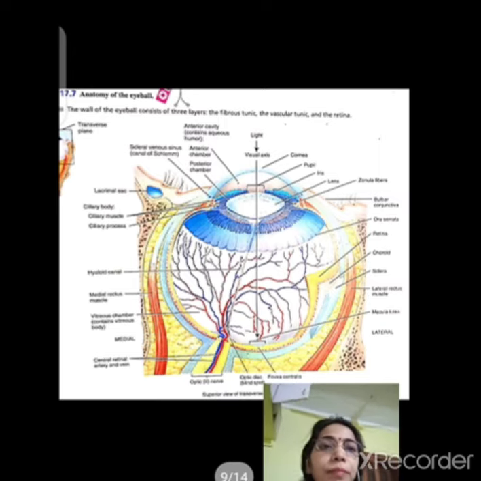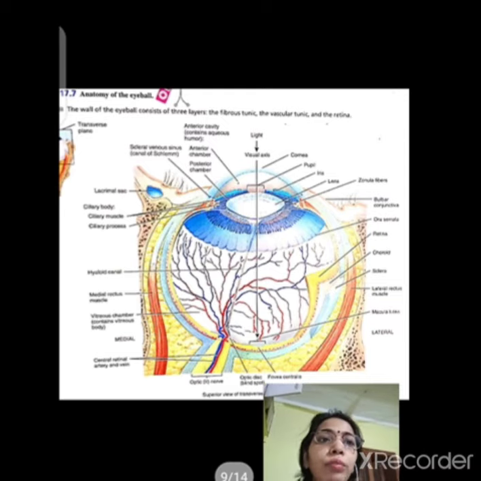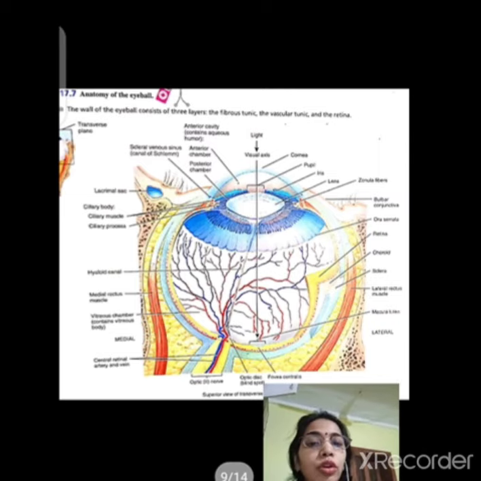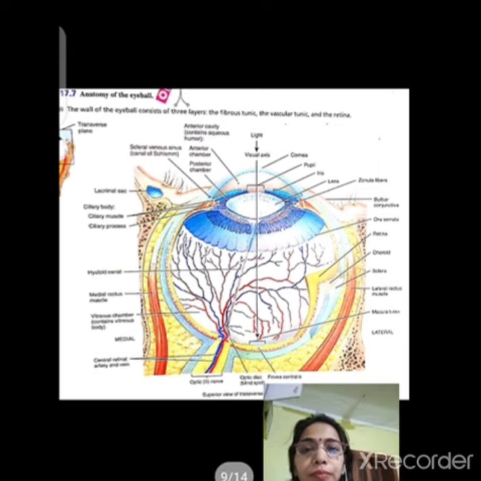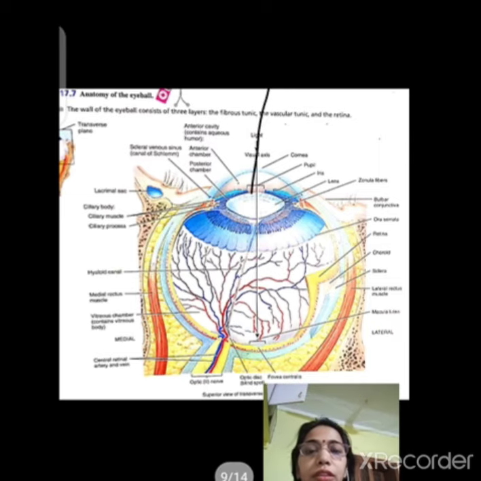Here you can see the adult eyeball measures about 2.5 centimeters in diameter. Of its total surface area, only the anterior 1/6 is exposed. The anterior 1/3 means this is your anterior 1/3. Only this anterior 1/3 is exposed.